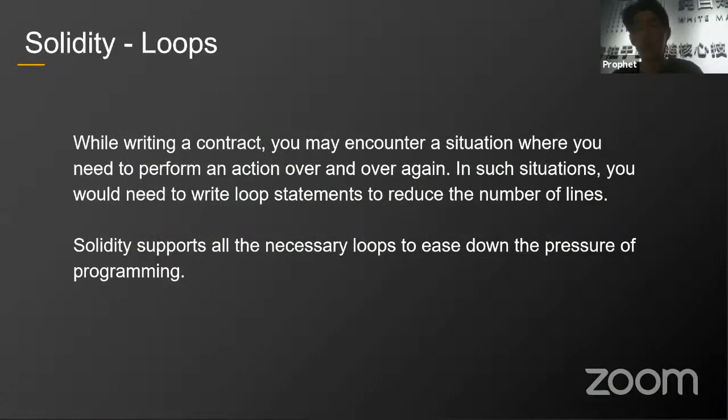After the operators, I'm going to talk about the control structures of Solidity. The first thing I'm going to talk about is the loop. There are three types of loops in Solidity: while, do while, and for loop. So I will introduce them one by one.